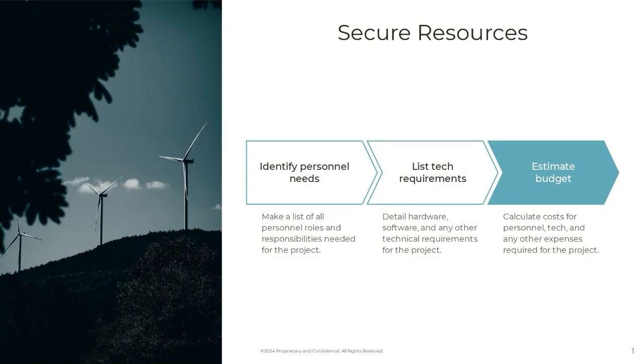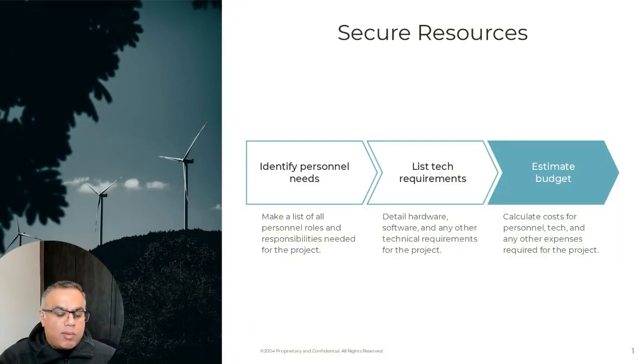Next is securing your resource, or really firstly, identifying the personnel you need, which will feed into your project plan, and listing the technical requirements so that you can understand what's needed within your project. So firstly, when I say identify your personnel needs, I would say, what are the roles and responsibilities needed for that project, who's needed, what type of engineer, what type of person needs to be doing this activity, and then assign the resource accordingly and then request it.